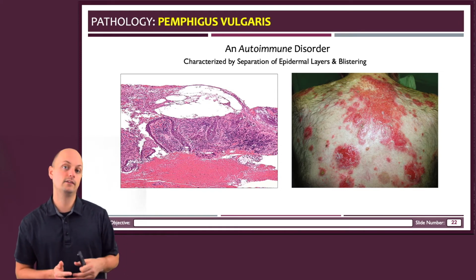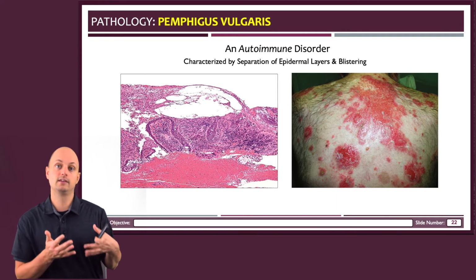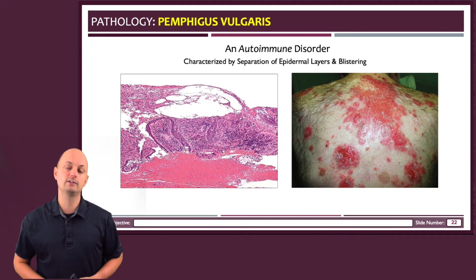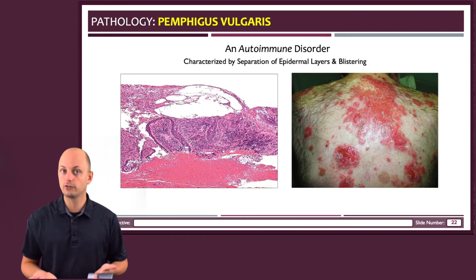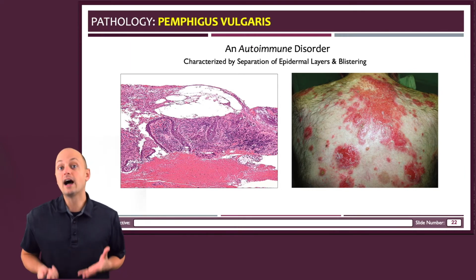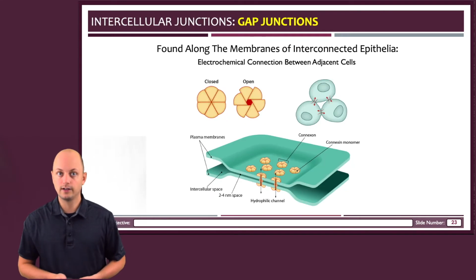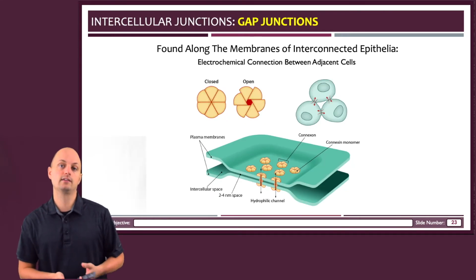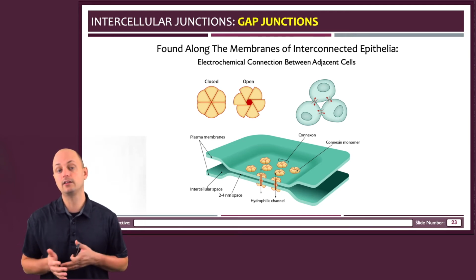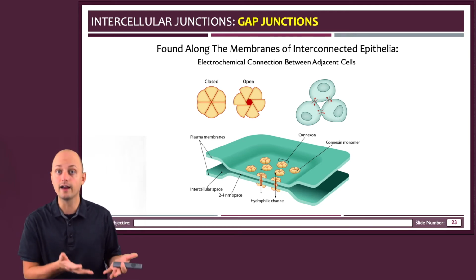You can see that in the left picture, which is the histological image. You can check out all that white space there. And in the right picture, we can see how this manifests at the surface of the skin. Now, not all intercellular junctions are physical connections. Gap junctions are electrochemical connections between two adjacent cells, and that allows adjacent cells to share signaling molecules and ions.